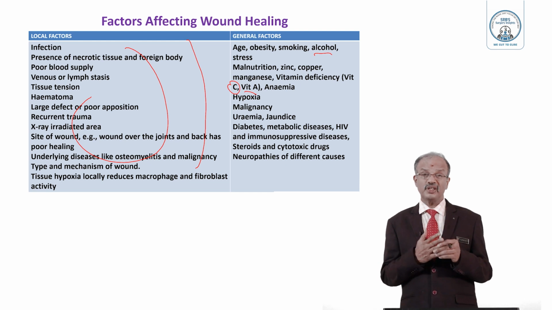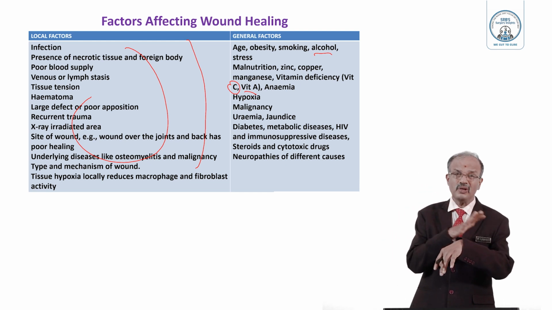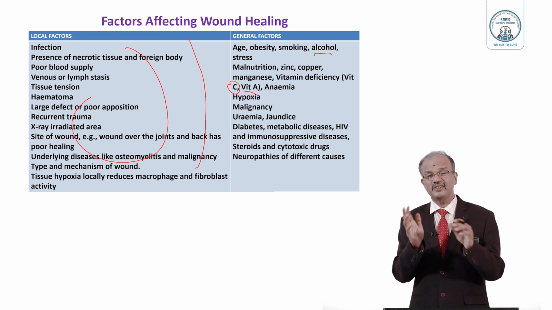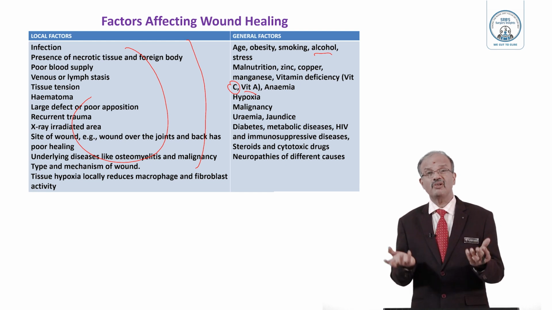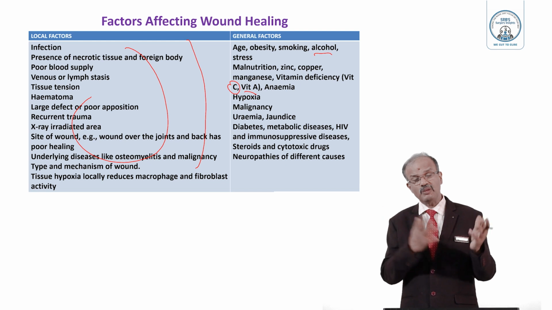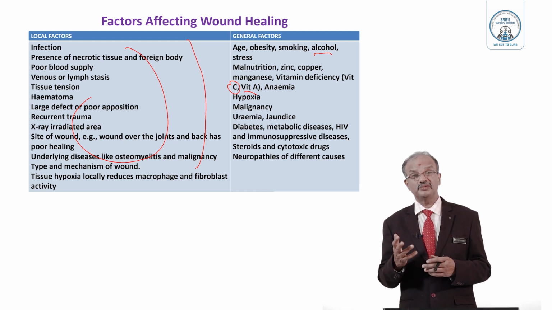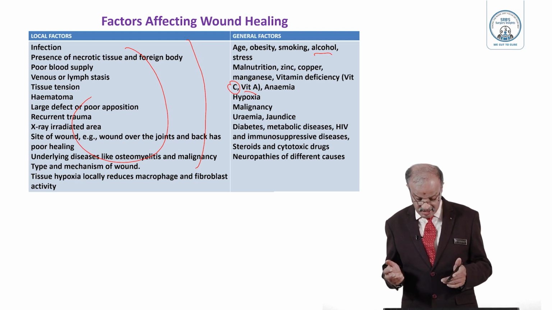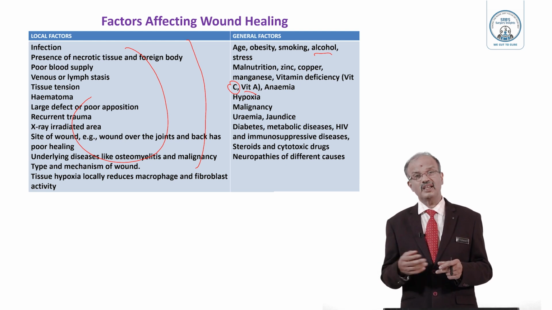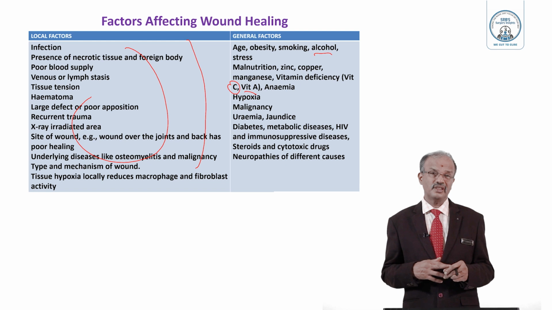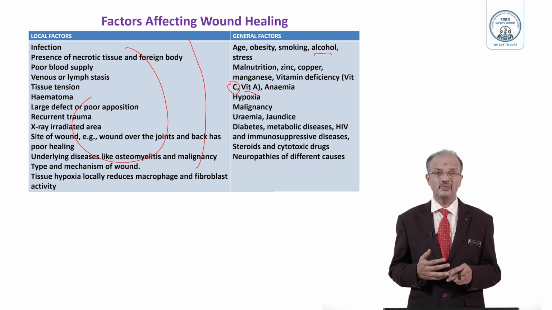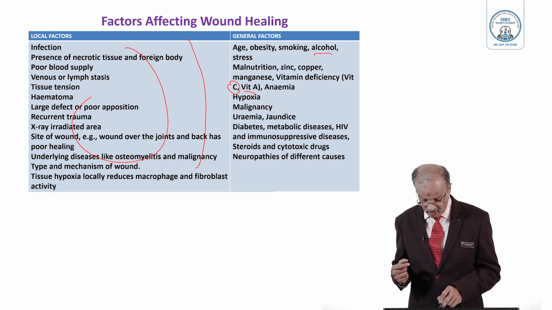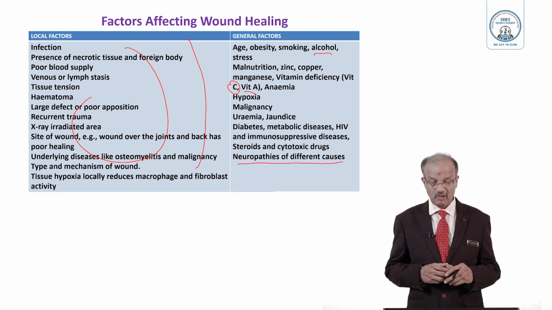Steroids: a patient taking steroids, and many times they apply local steroid ointment for a long time for itching and some other reasons, and if any wound occurs, it will not heal. Cytotoxic drugs, chemotherapy for malignancy, cancers, again that will prevent wound healing. And neuropathies of different causes, maybe diabetes, maybe deficiencies, maybe syndromes, maybe spine injuries, maybe so many conditions where neuropathies will cause a problem with the healing.